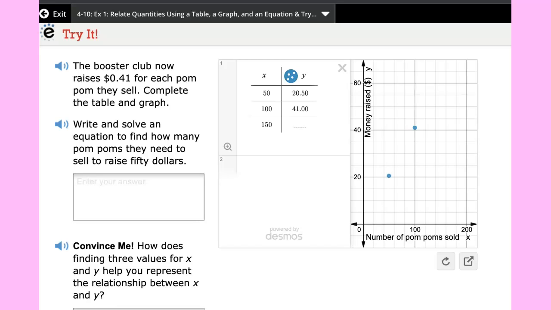So the Booster Club now raises 41 cents for each pom-pom they sell, right? So complete the table over here. It's over here, complete it in your book too. Write and solve the equation to find how many pom-poms they need to sell to raise $50. So later on, we'll talk about it.